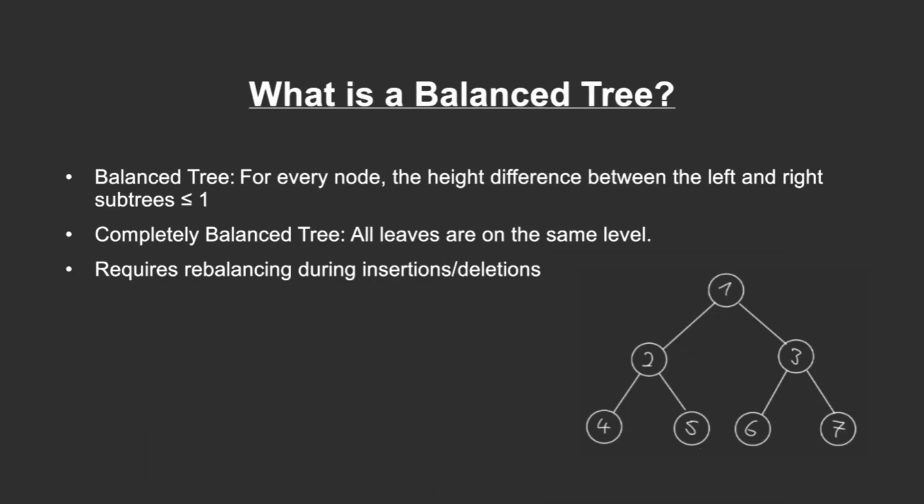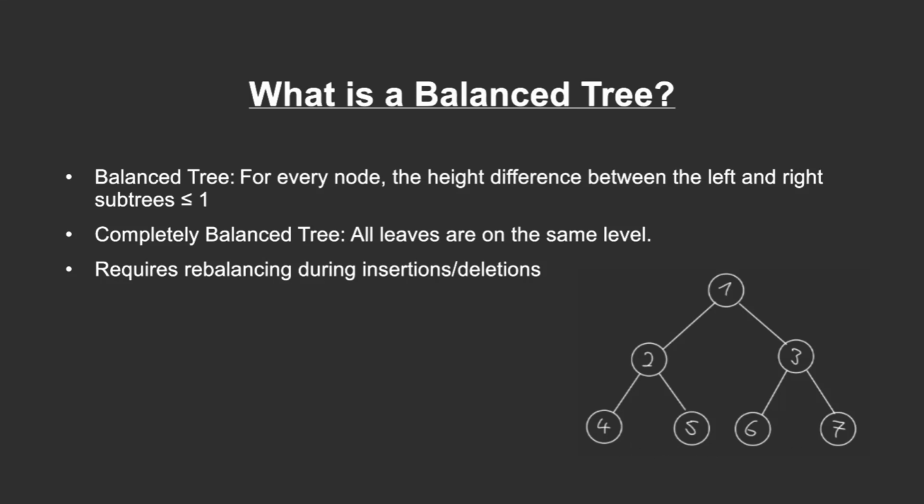So what exactly is a balanced tree? Simply put, a balanced tree is a binary search tree where for every single node the height difference between its left and right subtree is at most 1. This property is crucial for maintaining efficiency. A more strict definition is a completely balanced tree, where all leaves reside on the same level. So this binary tree is completely balanced.